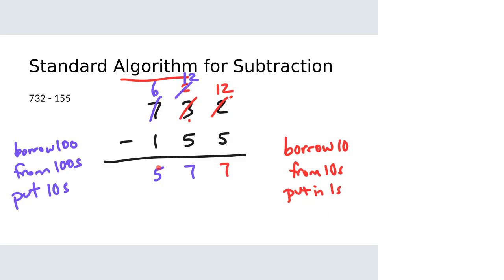That's our standard algorithm where we start in the ones place and then borrow from the column that's next to it if we need to. Let me know if you have any questions about that.